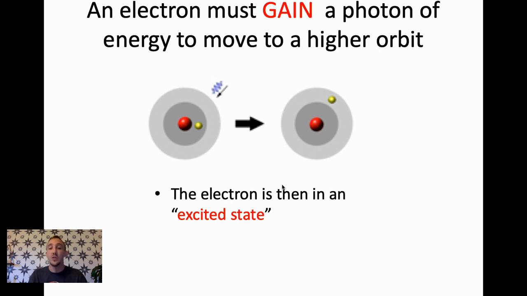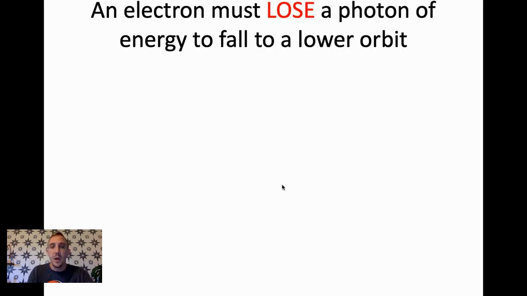So when the electron goes from a lower to a higher energy level, in that higher energy level, it's considered excited. Okay, it's gained energy. So think about it. When you guys have energy, you're excited. Okay, electrons are the same.